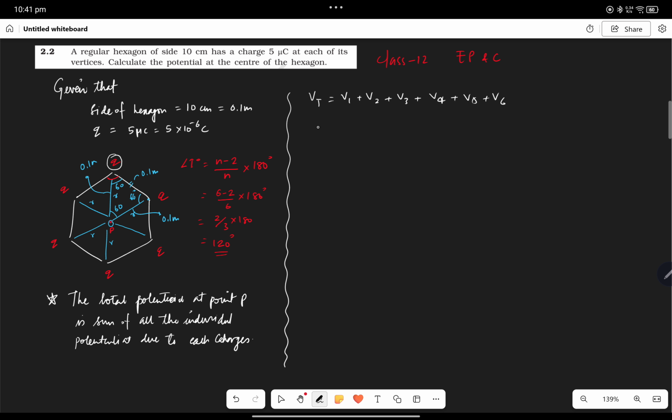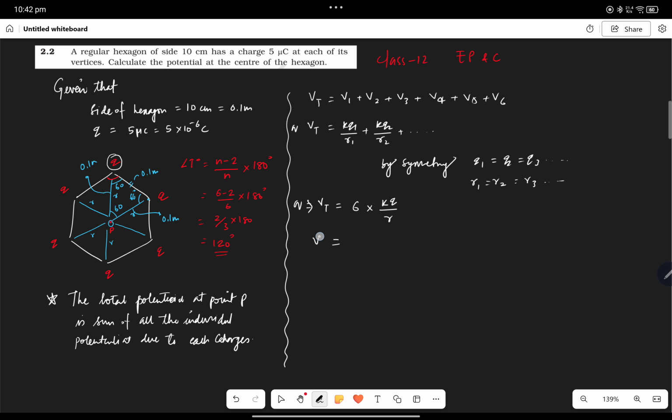So by symmetry you can write, first of all write that formula for each. So k q1 by r1 plus k q2 by r2 and so on you can write. And by symmetry you can say that q1 is equal to q2 is equal to q3 and so on, r1 is equal to r2 is equal to r3 and so on, right? So after putting the values, v total is going to be, because every term is the same, 6 into kq by r.